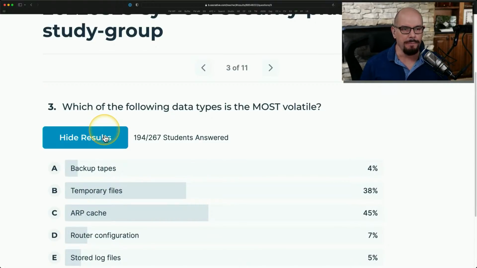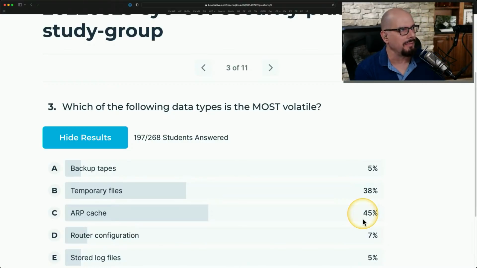45% of us say an ARP cache is the most volatile. Temporary files are at 38%, so not far behind. Those are pretty close to each other because everything else is single digits. Backup tapes at 5%, router configuration at 7%, stored log files at 5%, effectively a three-way tie for second. It's really between temporary files and ARP cache. Right now, ARP cache has a little bit of a lead up to 45%, but again, no majority, so we're just not sure.